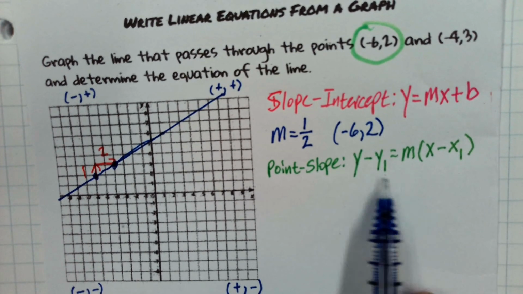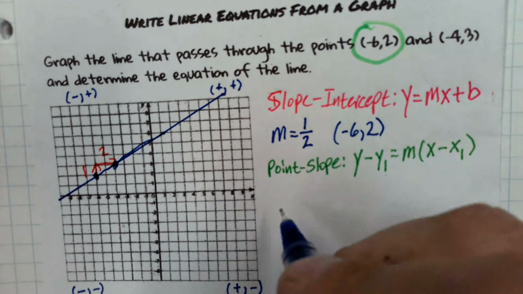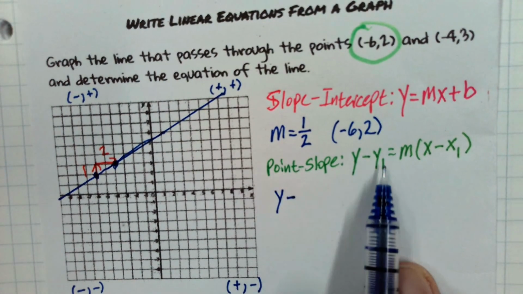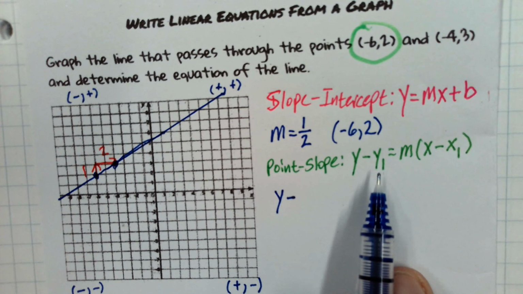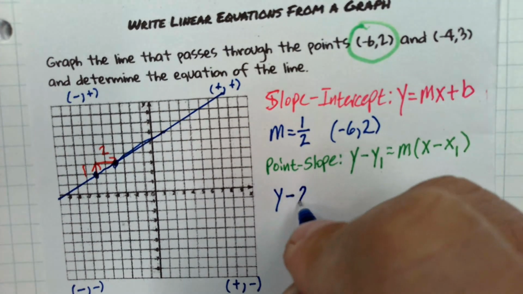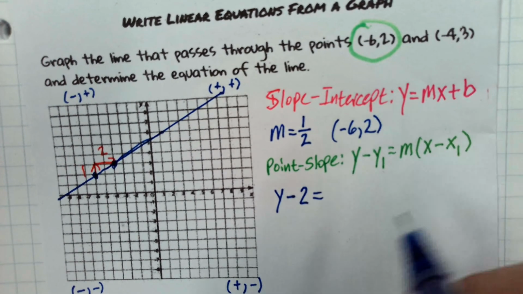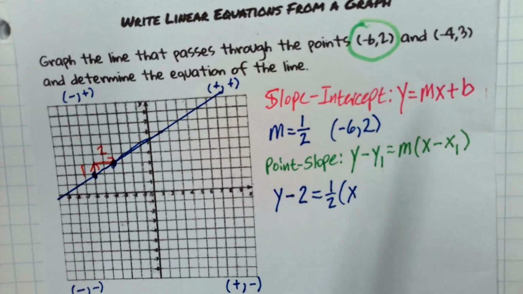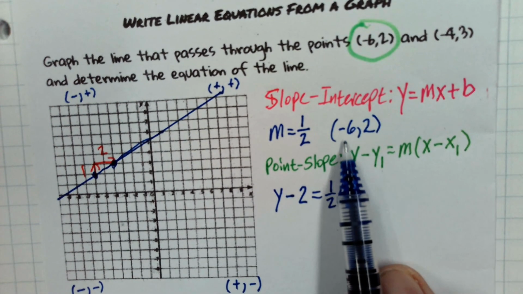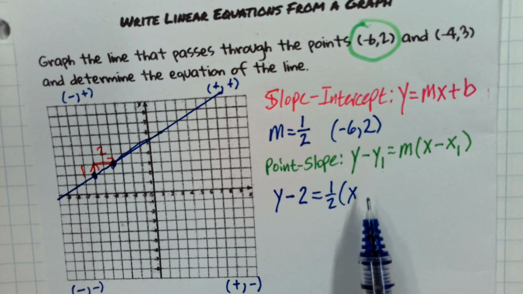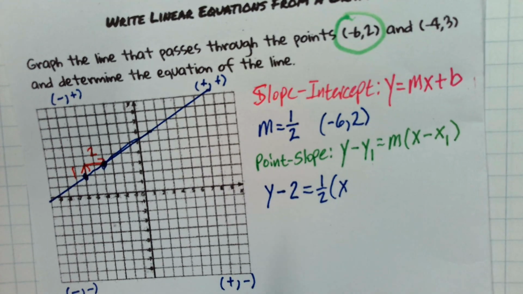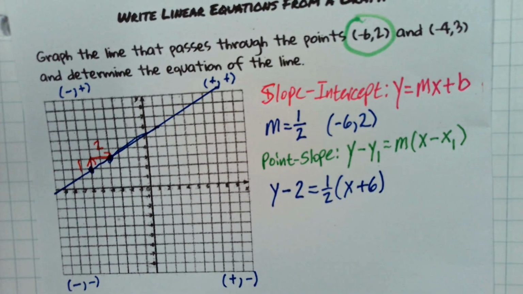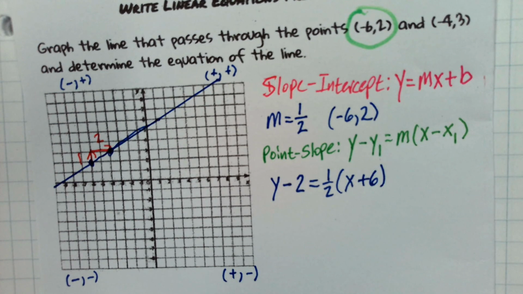Let's go ahead and plug it in here. Let's write that in. Y minus... Which number would go here in place of y1? The 2. Equals m. Well, I know the m, the slope is 1 half. Parentheses x minus x1. And my x1 is negative 6. So remember how that works? How would I write that in? Plus 6. There it is. Okay, we're getting close, actually.